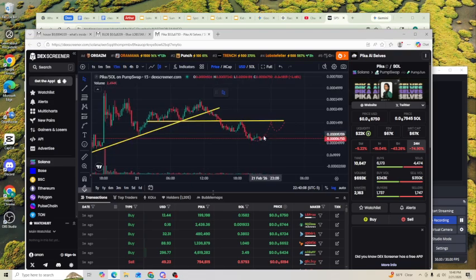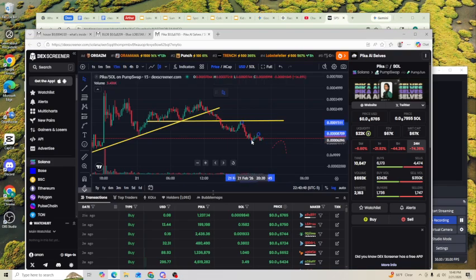This almost looks like it's failing already. Here's what failure would look like. Instead of coming up, it comes up a bit and then poof, just falls out the side. It's already falling out the side.